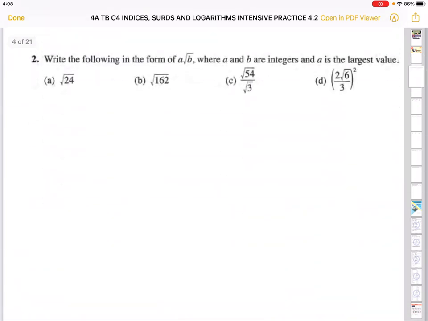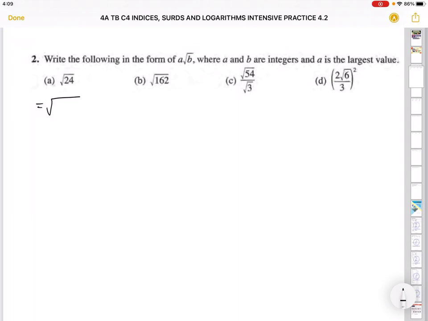Okay, next one, question number 2. Here we're supposed to simplify in the form a surd b. Now, if you have, for example, 24 here, we know we can break it up into a perfect square number multiplied by another number. Perfect square means a number that you can square, for example 1, 4, 9, 16, 25, and so on. So for 24, ask yourself, can 24 be divided by 4? Yes, right? So we write 4 times 6.